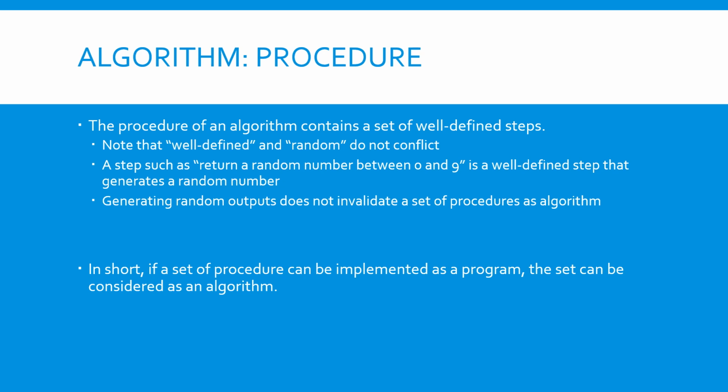The only thing that may be confusing is that while we have the common sense that some procedures produce random outputs, do these procedures qualify as algorithms? The short answer is that these procedures are algorithms, and the term well-defined does not conflict with randomness. For example, the step "return a random number between 0 and 9" is a well-defined step that generates a random number. In fact, there is a class of algorithms called randomized algorithms, and we are going to discuss them later in this video series.